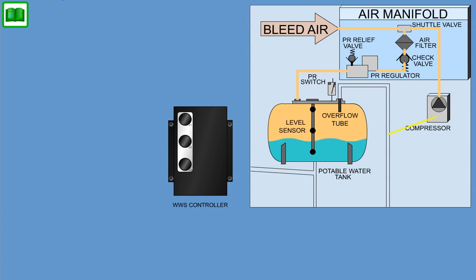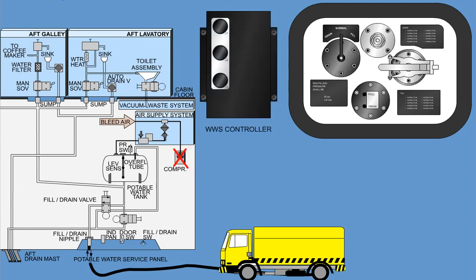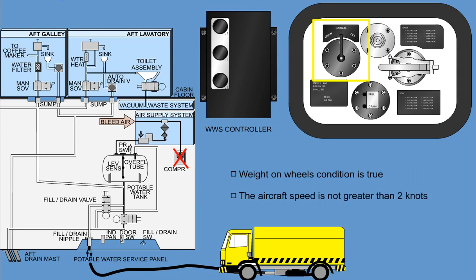The switch is set to turn the compressor on at a tank pressure of 35 psig, 2413 hectopascal, and to switch off at a pressure of 38 psig, 2620 hectopascal. The air compressor is de-energized during ground servicing to avoid unnecessary cycling. The WWSC will disable the compressor under the following conditions. The service panel switch is in fill or drain position, and weight on wheels condition is true, and the aircraft speed is not greater than 2 knots.